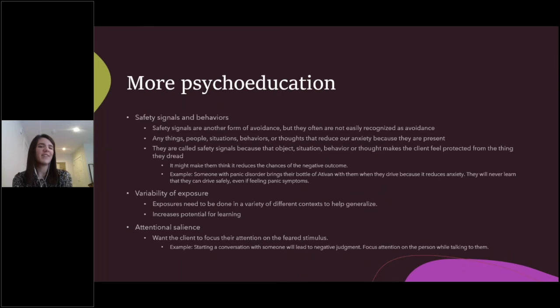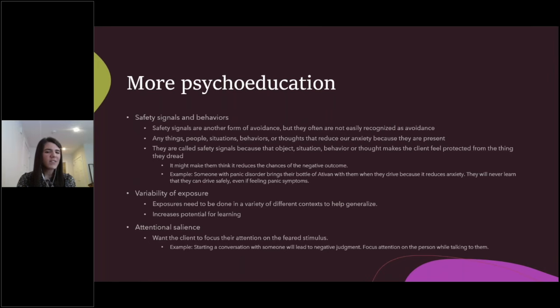So more psychoeducation. There's a lot of psychoeducation that needs to be done here. I would then discuss safety signals and behaviors. Safety signals are another form of avoidance, but they are not often easily recognized as avoidance. So when we think about safety signals and behaviors, we think about any things or people or situations or behaviors or thoughts that actually reduce our anxiety because they are present.